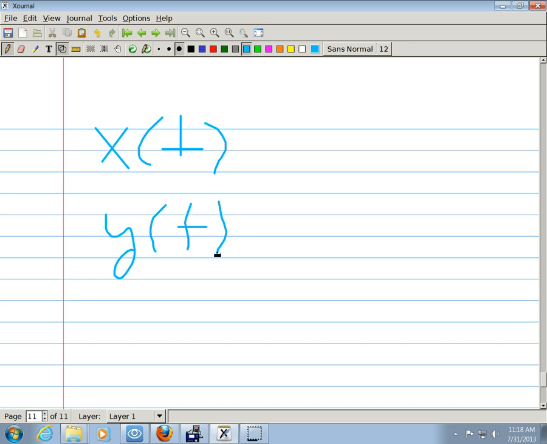So x and y are independent of each other. They can each of them do something different. Then when you graph them together, see what you get. Let's say x of t is 2t, and y of t is just t. What does that look like? All right, let's find out.